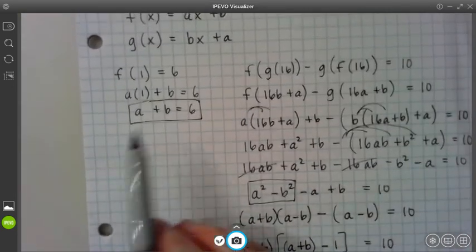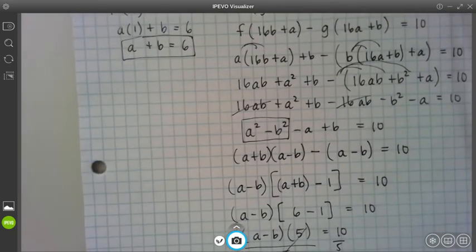Well, guys, I already know that a plus b is 6. So let's use that to kind of create a system.